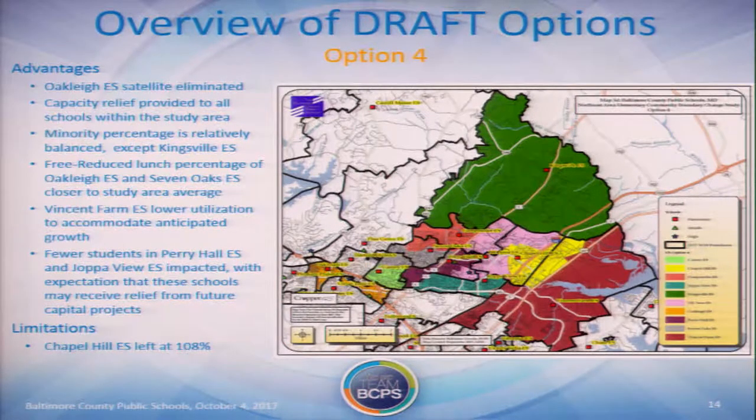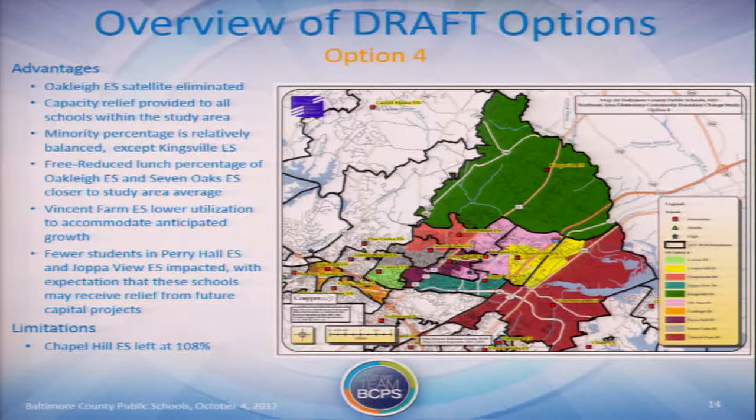I'm going to go over a little bit of the advantages and limitations of each option like I did last time. Option 4 is shown on the map here, and you can see the new elementary school doesn't span as far south, but it does pick up a lot of the area of Gunpowder, and also gives relief to Chapel Hill up in the northern part, but it doesn't wrap around Perry Hall like some of the earlier options. The Oakley Elementary satellite is eliminated. There is capacity relief provided to the schools. The demographics don't look too bad. There are some improvements, and there are some areas where it stays close to what it is now. But all in all, it's not a significant.